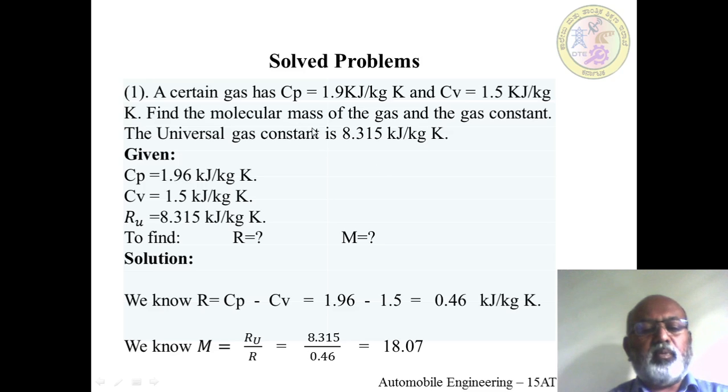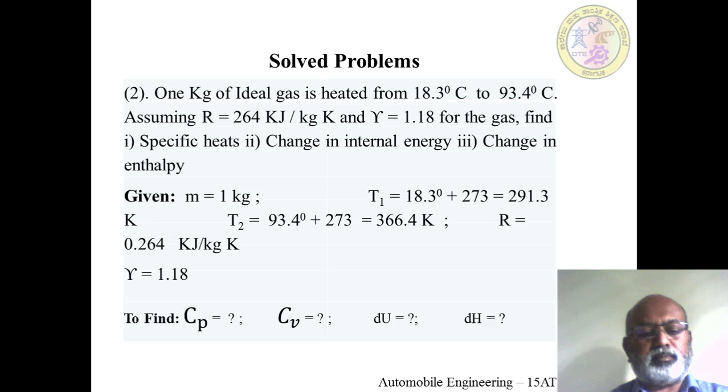So in this problem, what we have to see is what data he has given. He has given Cp, Cv and Ru, that is the universal gas constant. What we have to find is R, that is the gas constant, and M, that is the molecular mass.